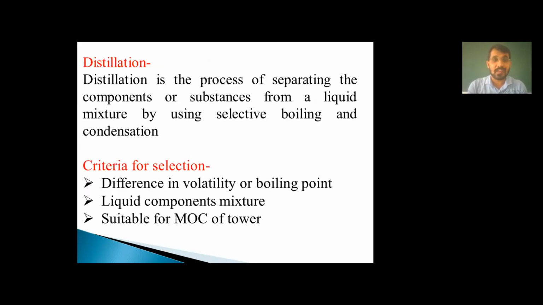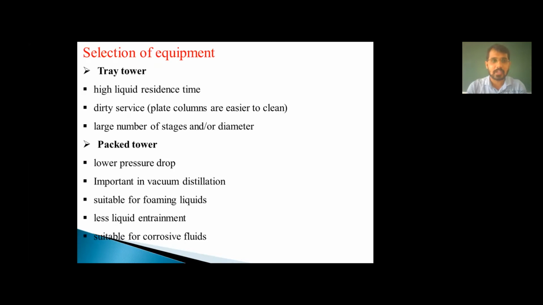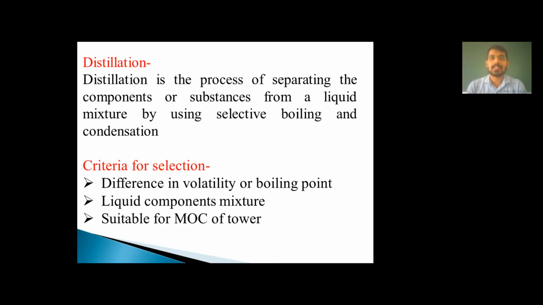After that, for each separation method, we will see criteria for selection for that separation method. After that, selection of equipment. First method is distillation. So what is the meaning of distillation? We have seen in mass transfer operation 2 and the previous lecture of CAPS.